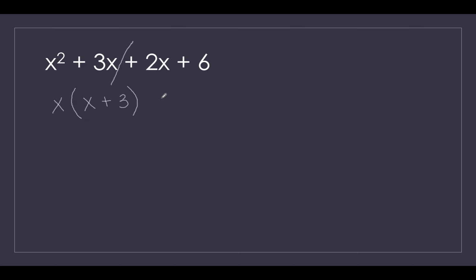Now with our second half, the GCF will be 2, and inside my parentheses, I will have x plus 3. Our common factor for this problem is x plus 3. That will be our first factor. And the second factor will be your x plus 2.